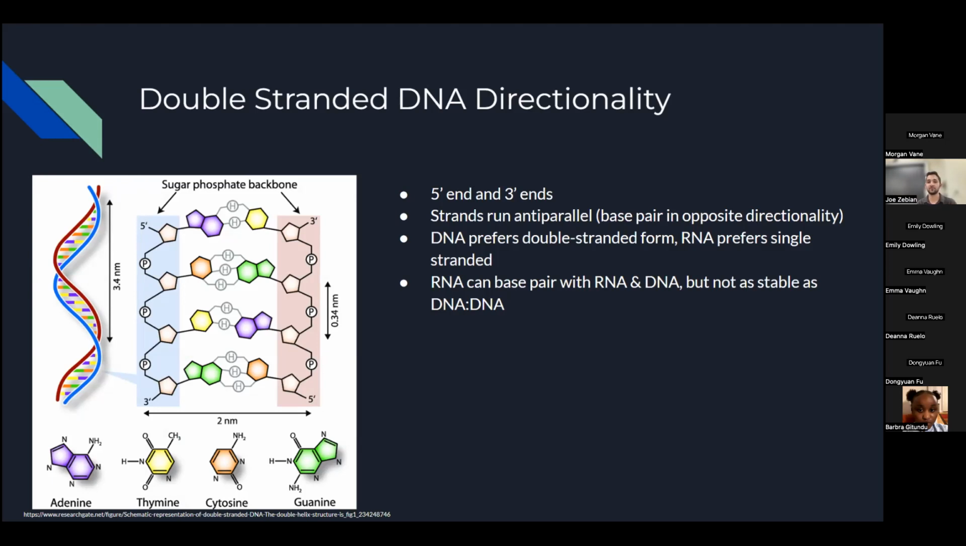DNA prefers double-stranded form. RNA prefers to be single-stranded. That doesn't mean you'll never see double-stranded RNA, but just know that it prefers to be single-stranded. And then RNA can base pair with RNA and DNA, but not as stable as DNA base pairing with itself.